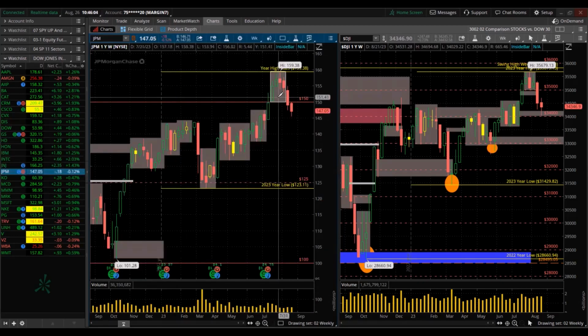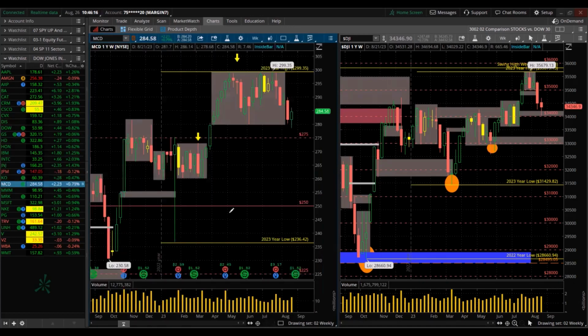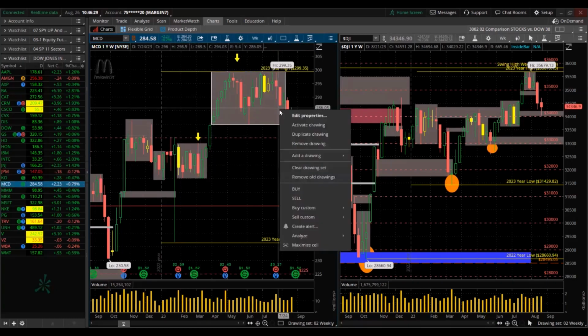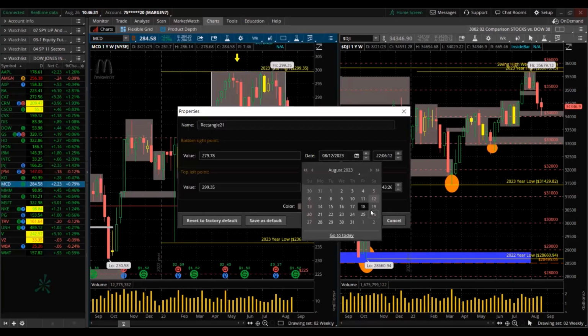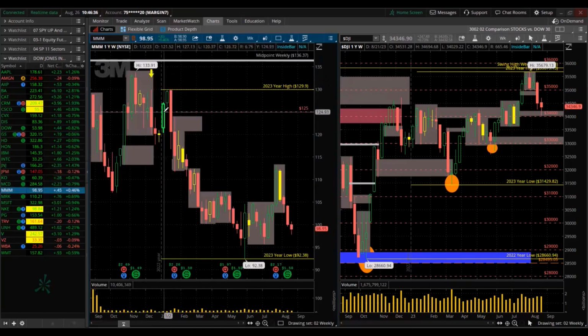Juliet, Papa, Mike, JP Morgan. So almost all the financials right now I'm showing you have been making lower lows, lower highs, off the highs. Charlie, Oscar, red, lower low, lower high. So again, majority of these stocks we're going through have made new lows for the month. Mickey D's, McDonald's, Mike, Charlie, Delta, lower low, lower high, broke below that swing point. Mike, 3M, red, lower low, lower high, much closer to the low of the year.